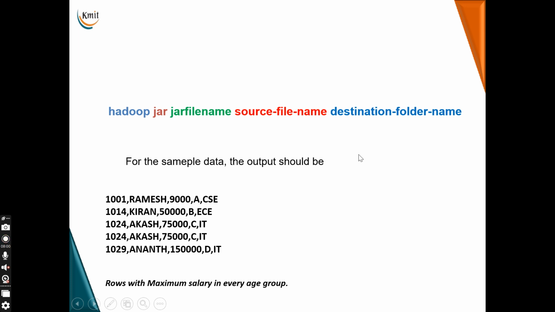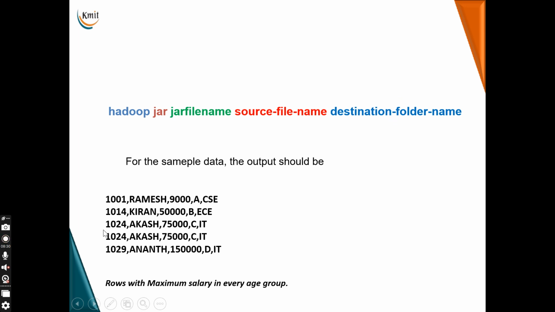I have typed each and every word is given a separate color so that you can easily identify what it will start with. Hadoop jar file name. What is the source file name from where I should read the data and do my work, and where should I put the output. Generally in MapReduce, the output is a folder name, so specify that one.